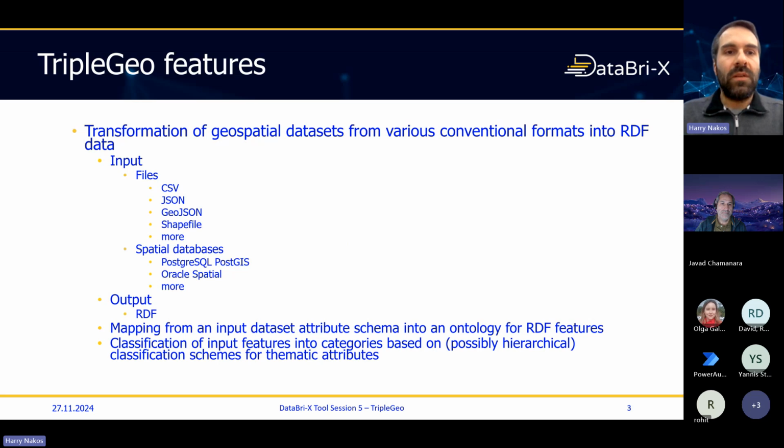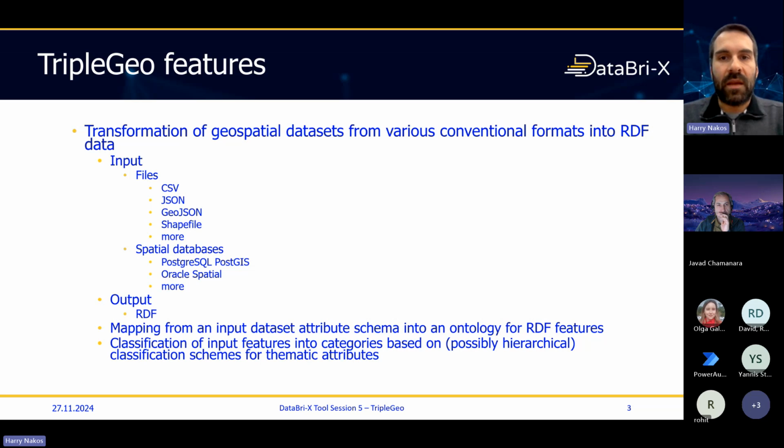What does TripleGEO work on? And what functionalities does it have? The main features of TripleGEO is transformation from geospatial datasets from various formats into RDF. Also, it is able to do the reverse transformation from RDF to de facto conventional formats for geospatial data. For the former part, the input that TripleGEO may receive could be in CSV, in JSON, GeoJSON, shapefile, and more formats that we will be seeing also later. TripleGEO can also take input from spatial databases like the PostGIS extension of Postgres, Oracle Spatial, and more. The output in all cases is RDF.